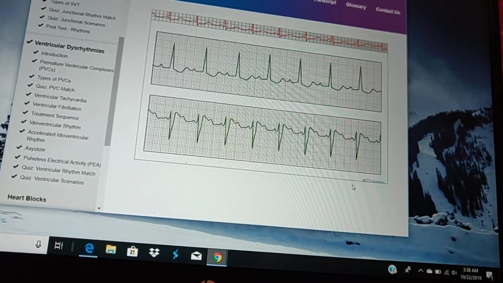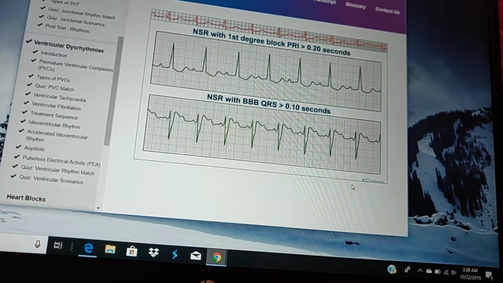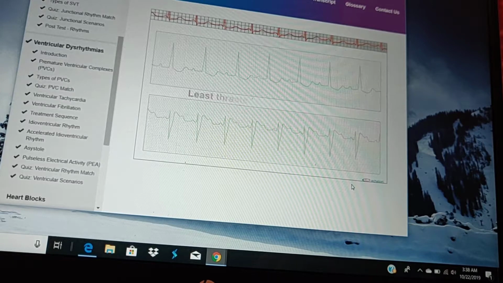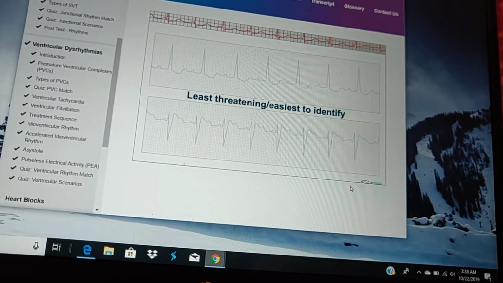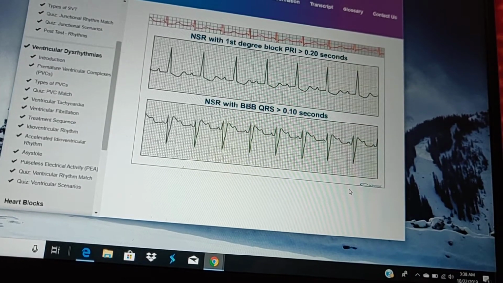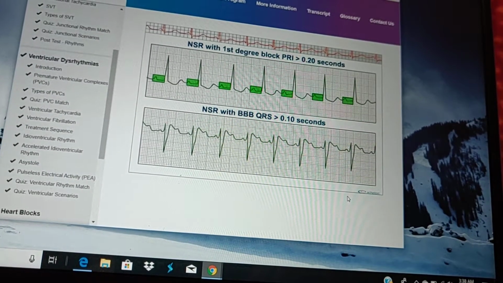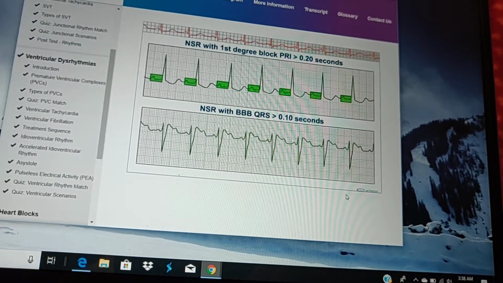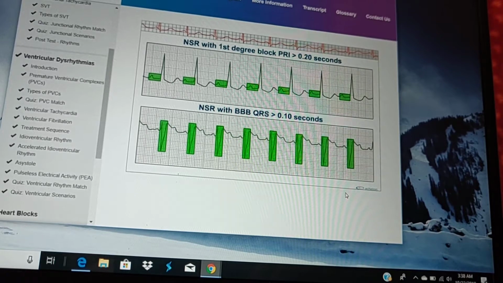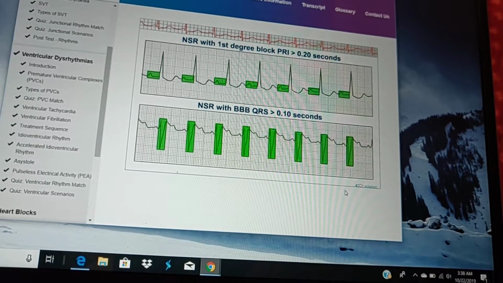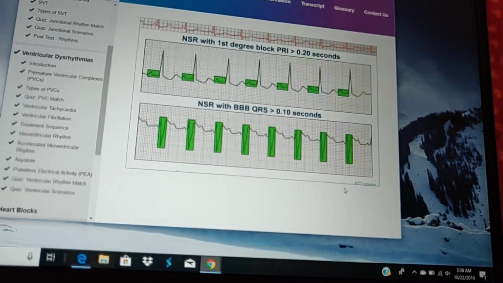These 2 rhythms, the first-degree block and the bundle branch block, are the least threatening of the heart blocks and are the easiest to identify. A first-degree block is characterized by a prolonged PR interval, and the bundle branch block will have the wide QRSs greater than 0.10 seconds.